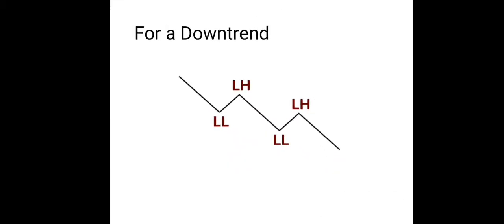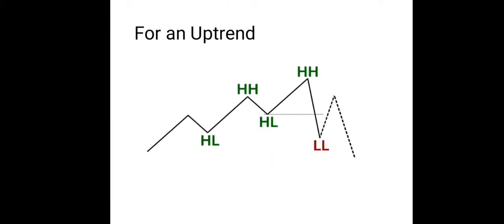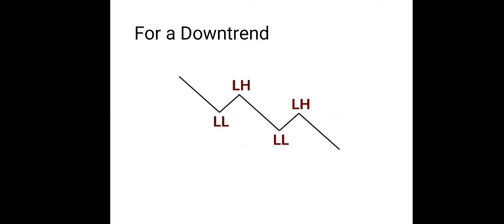Now, folks, here it is for a downtrend. As the market comes lower, it creates lower lows, lower highs, lower lows, and lower highs. It's also a progressive move. So this is an example of a downtrend. For the uptrend, we have higher lows, higher highs, higher lows, higher highs, and for the downtrend, we have lower lows, lower highs, lower lows, and lower highs.